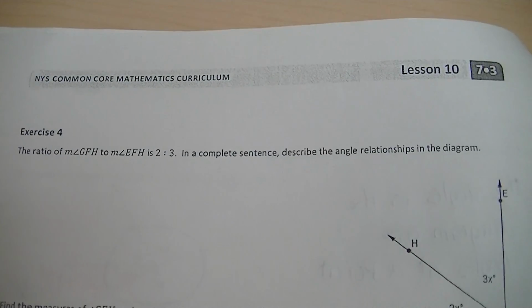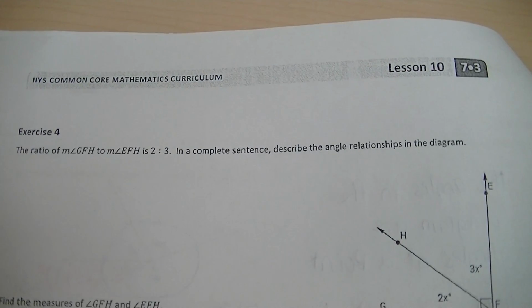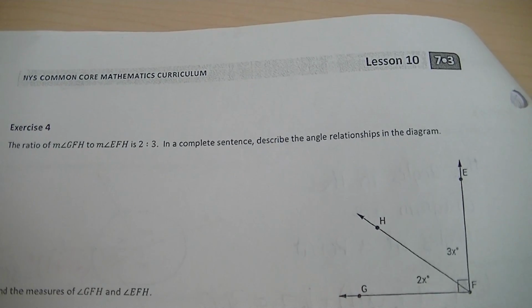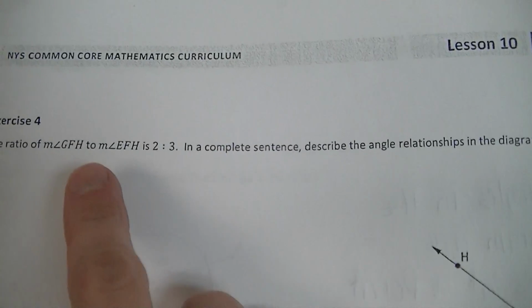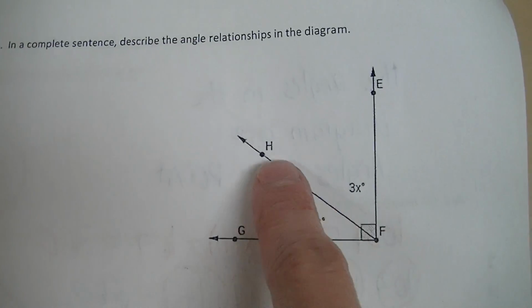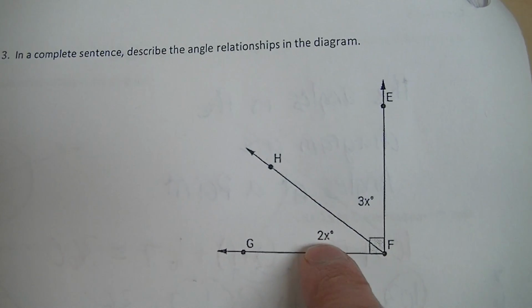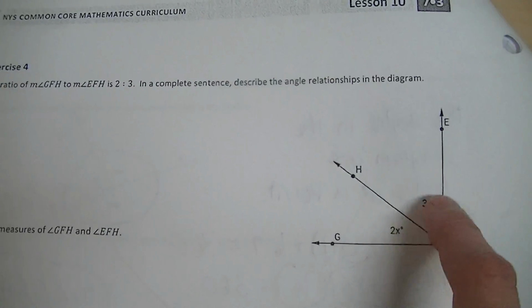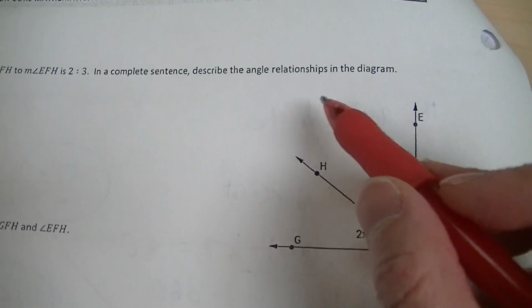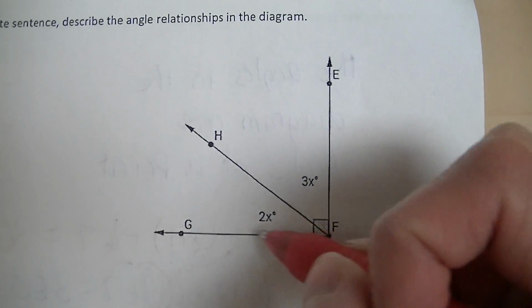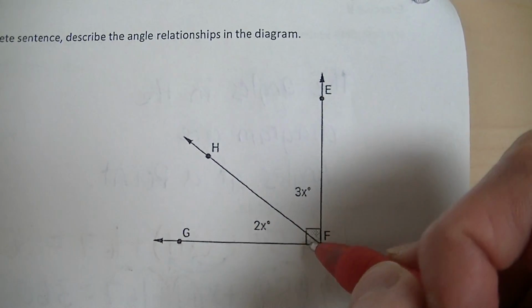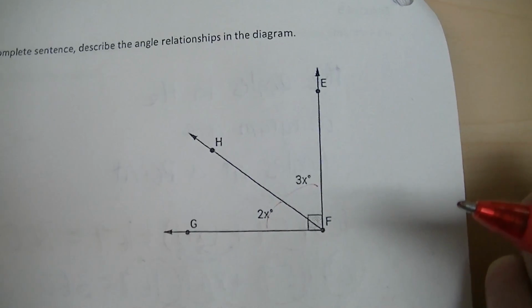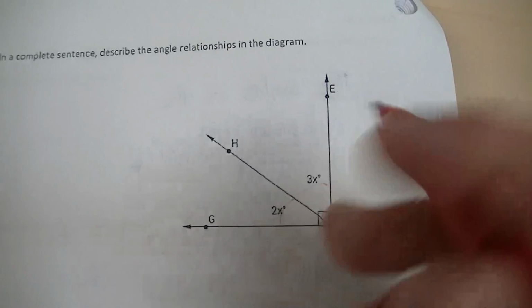The ratio of the measurement of angle GFH to measurement of angle EFH is 2 to 3. In a complete sentence, describe the angle relationships in the diagram. So GFH, oh, okay, they already have the ratio for you, 2 to 3. So this one is 2x, and then this one's 3x, because that's their ratio. And we have to describe the angle relationships represented in this diagram. So I see that this big angle right here, GFE, is 90 degrees. So that means that this angle and this angle are going to be complementary to each other, because complementary angles add up to 90 degrees.